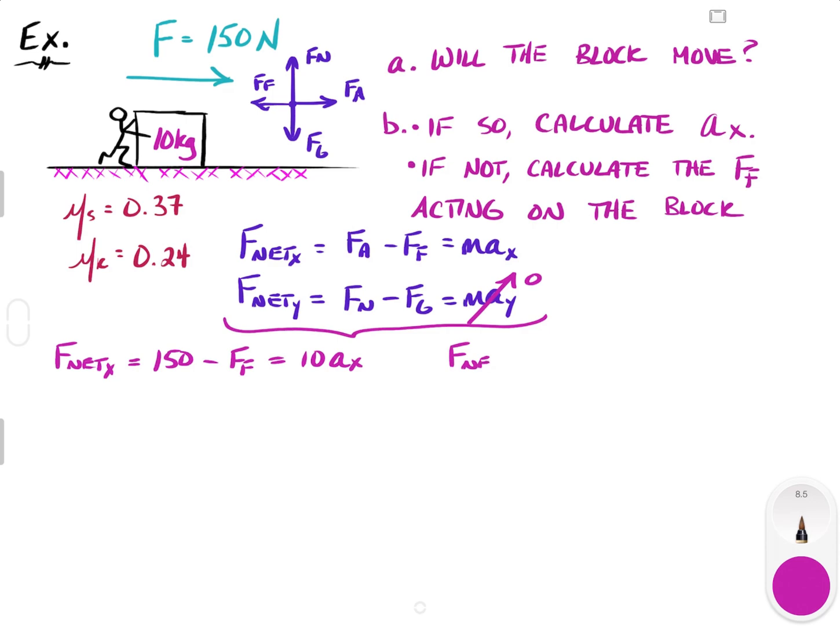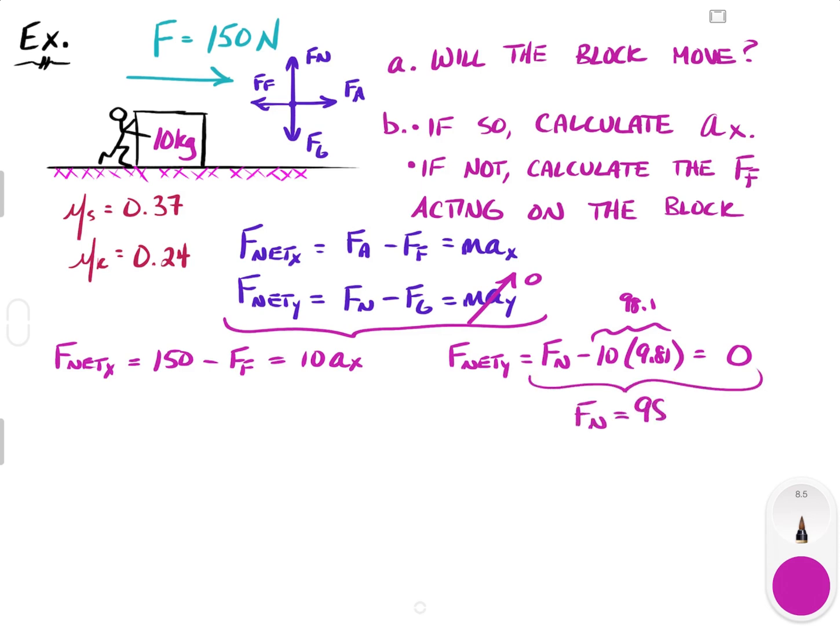Let's look at the y. Fn goes up. We know that the Fg is really the mass times 9.81. Safe to assume this is on Earth. And that, of course, is 0 in this case. So this right here is 98.1. What minus 98.1 equals 0? Well, that, of course, would be 98.1 newtons. So now I've got my normal force.